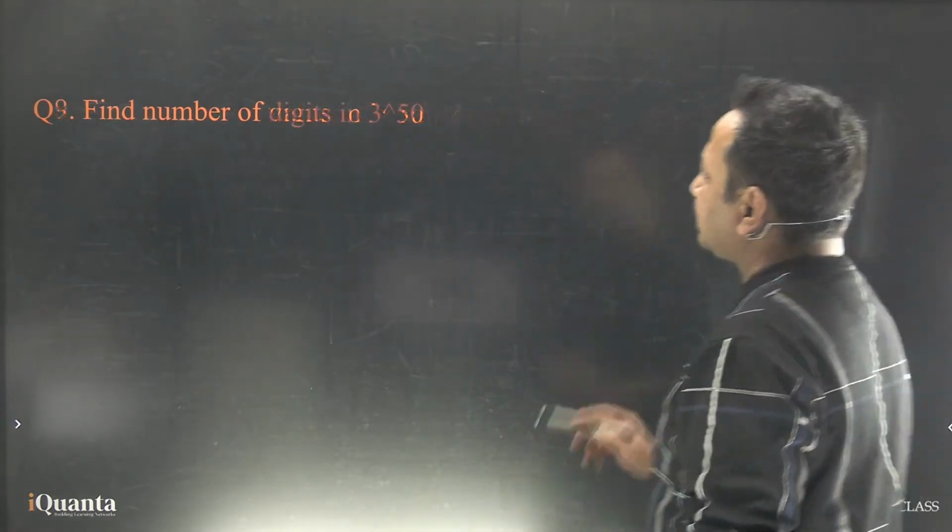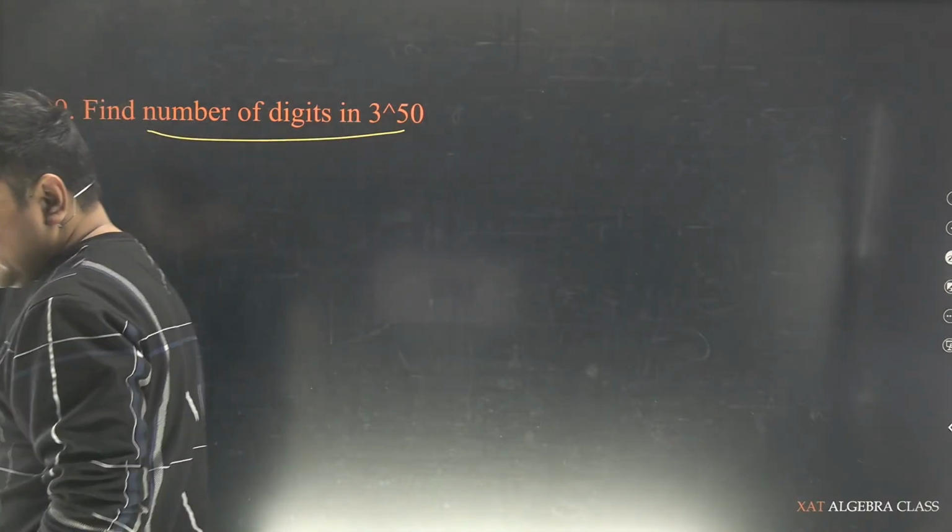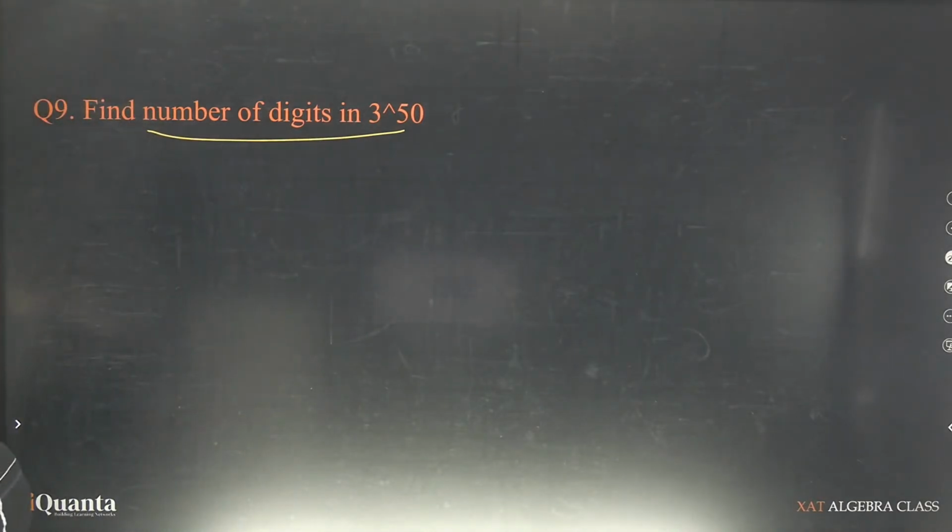Coming to the next question. Find the number of digits in 3 to the power 50. So I'll keep on discussing the points at which people commit silly mistakes. And that will be very important here.